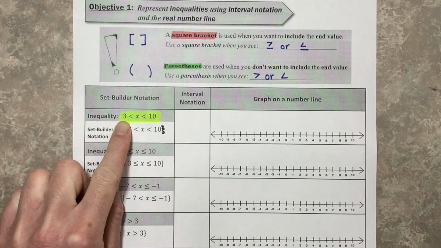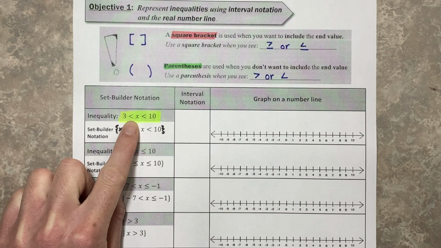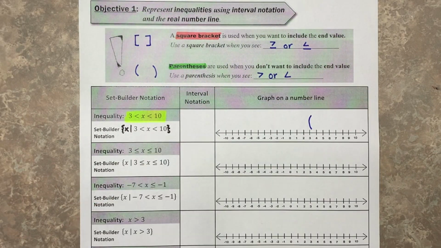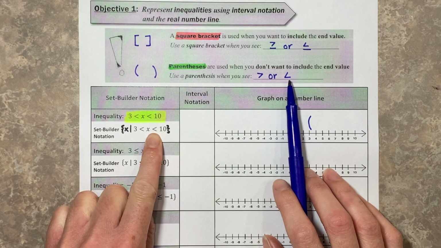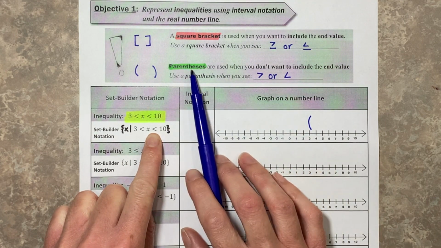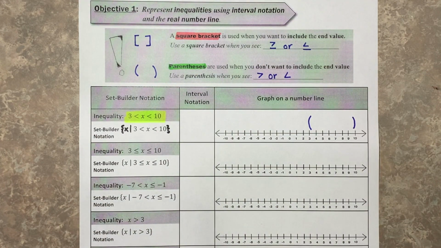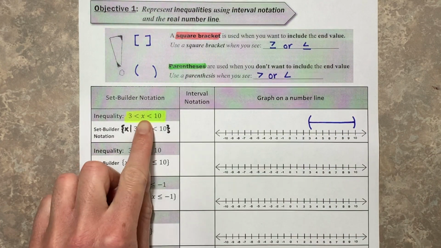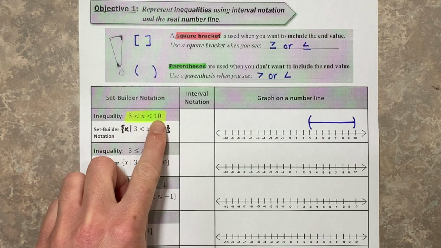So to start, 3 is our lower endpoint, and since we see a less than symbol next to it, we don't want to include it, so parentheses mean we are not including the endpoint. And then our higher endpoint is 10. Again, since we see a less than symbol next to our 10, that means we do not want to include that endpoint. And so we'll use a parenthesis, because parentheses mean we are not including that endpoint. And then we draw a line connecting these two endpoints. So this means that x is between the endpoints 3 and 10, and we're not including 3 and 10.